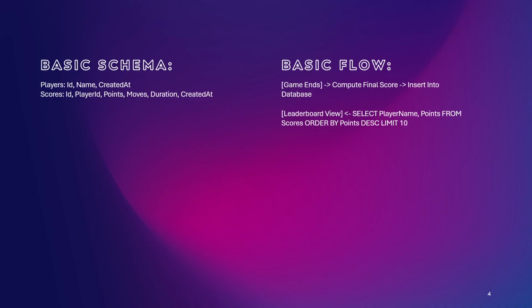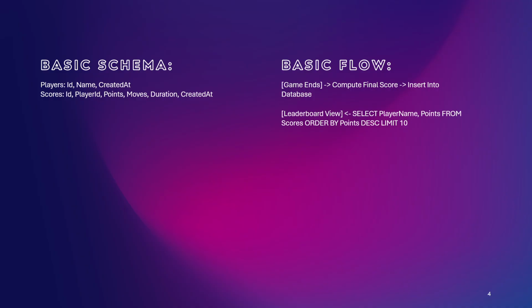So the plan is we're going to add SQLite via Entity Framework Core for player profiles and scores. And we're not going to get crazy here. As you can see, it's rather simple. There will be two tables. One's going to hold the player's name, and one's going to hold the player ID, the score, the move counts, etc. And the flow is also on the simpler side.